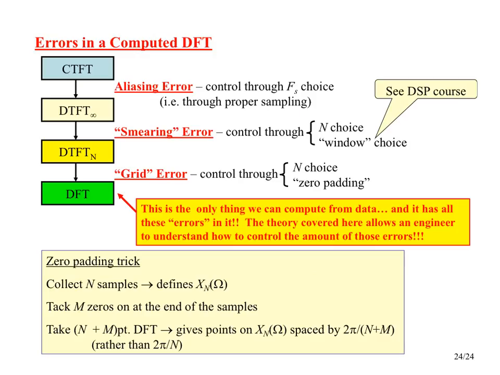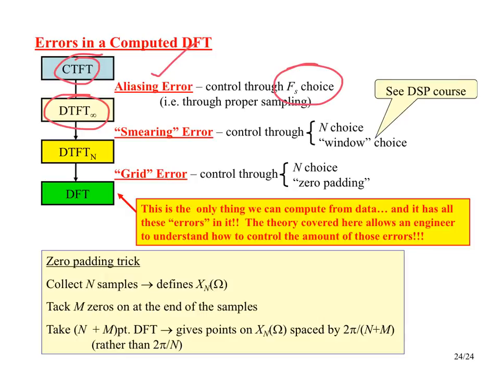Let's go to the last slide. This just kind of summarizes what we've just seen and what these errors are and what we can do to control them. As we go through the A to D converter, the CTFT gets converted to the DTFT sub infinity, and we can have aliasing error there. And the only way that we can control that is through proper choice of our sampling rate. If we've improperly sampled, then we've got no hope of fixing the impact of that aliasing error.